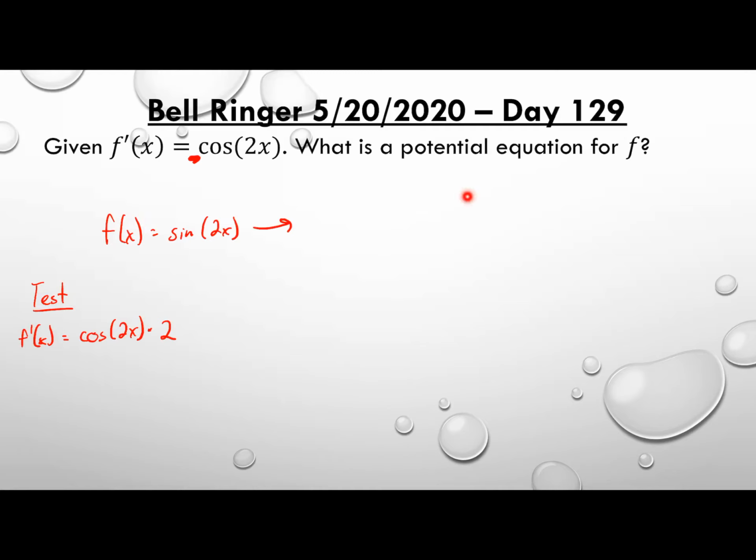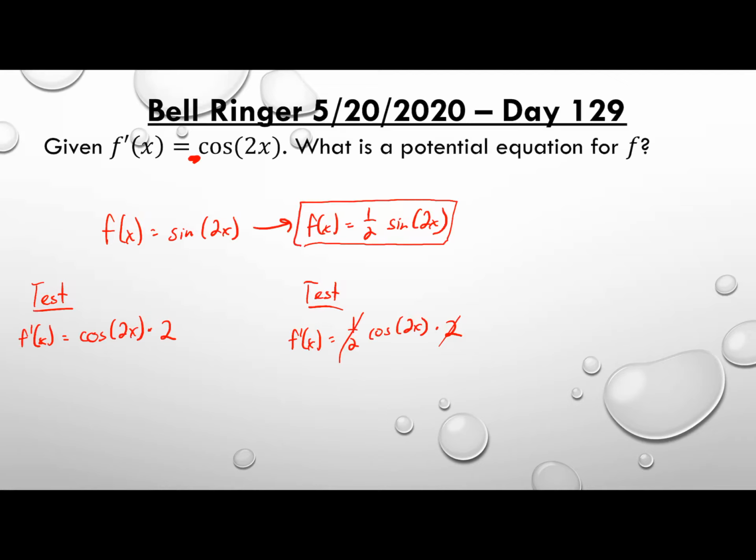So let's try instead f of x equals 1/2 sine of 2x. Let's test this one now. f prime of x would be equal to 1/2 cosine of 2x. And then we would have to use the chain rule by the derivative of the inside function, and doing that gives us a multiplication by 2, and 1/2 and 2 just cancel out because you end up with 1. So it looks like our answer does indeed work: 1/2 times sine of 2x.